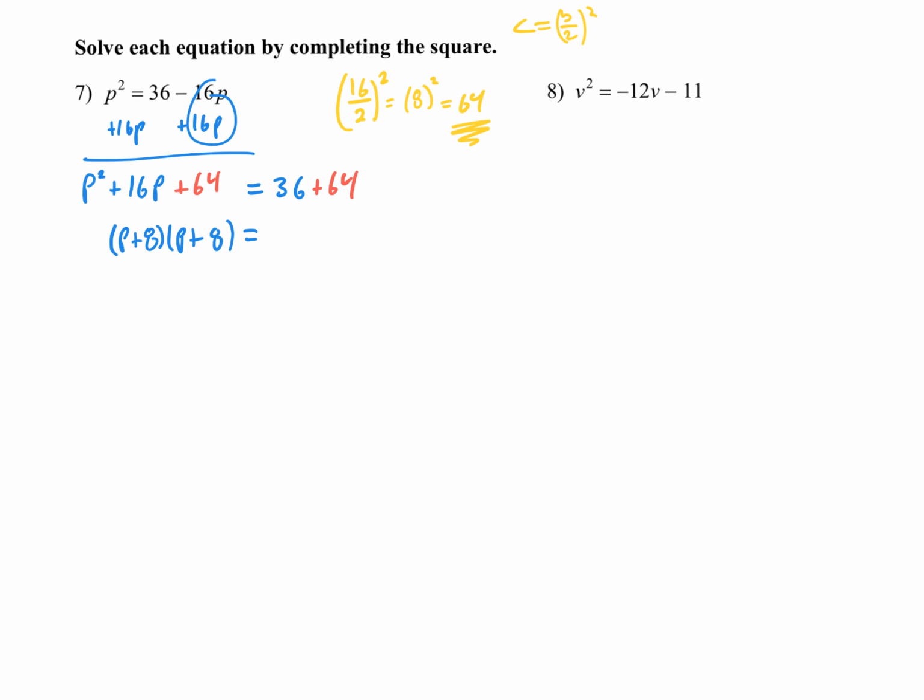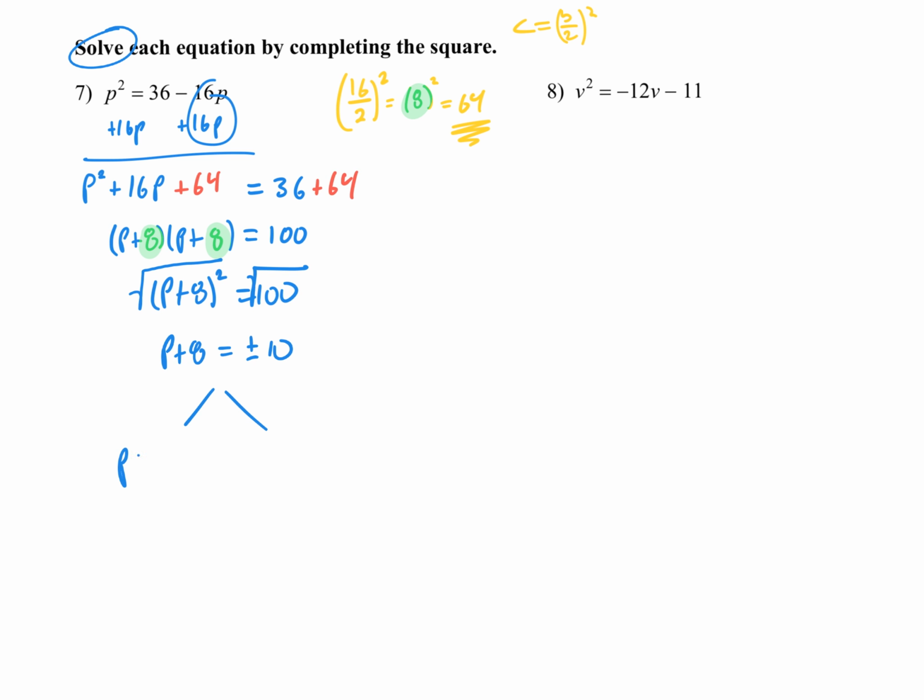And notice, if you would, that this number right here is the same as this number. And then this is going to equal 100, because 36 plus 64 is 100. Well, this left-hand side is now going to be p plus 8 squared is equal to 100. And now we're to the point of yesterday where they're asking us to solve. So we're going to take the square root. So we're going to say p plus 8 is equal to plus or minus 10.